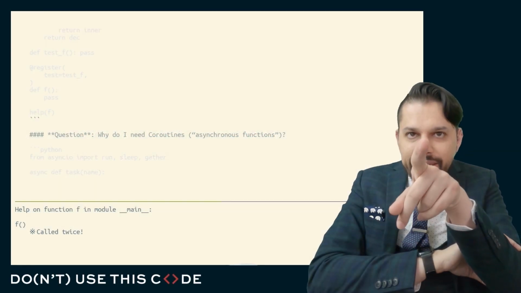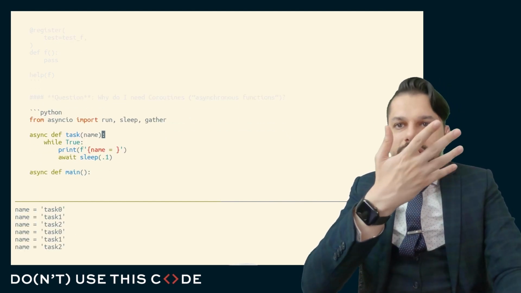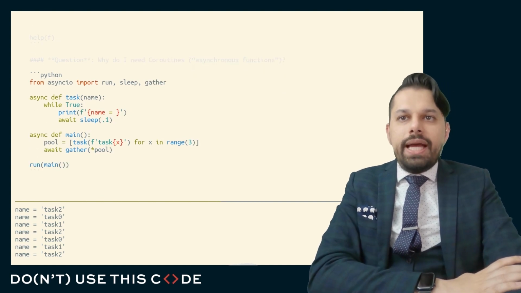Why do you need coroutines with a capital C? In other words, asynchronous functions. Well, you've probably seen some code in code bases that use async IO that looks like this.